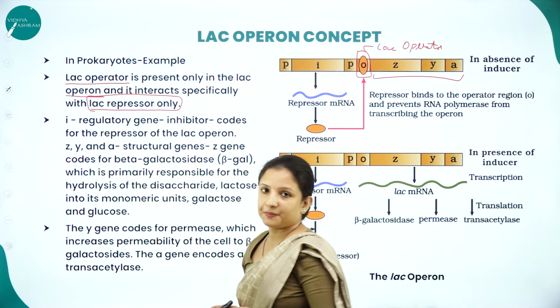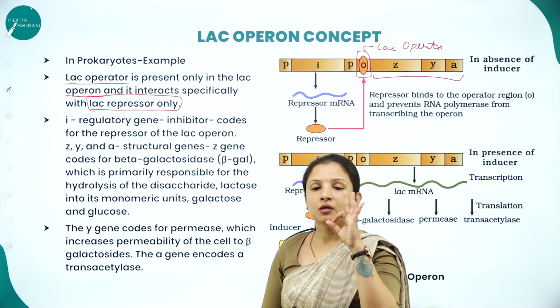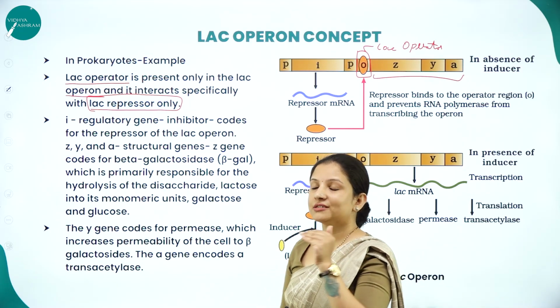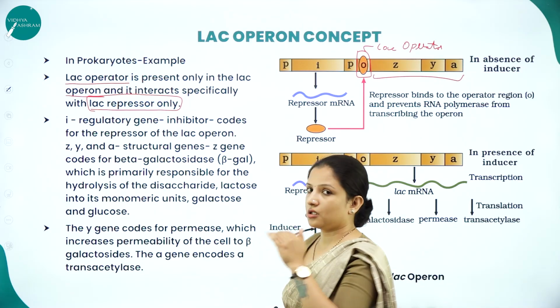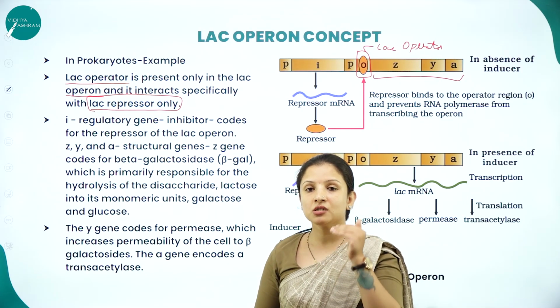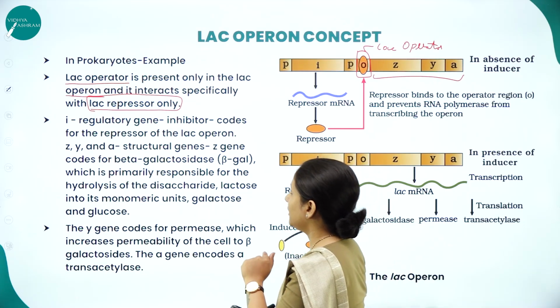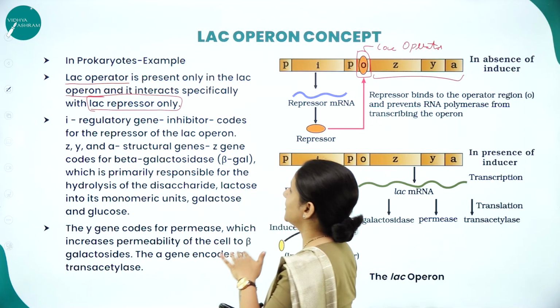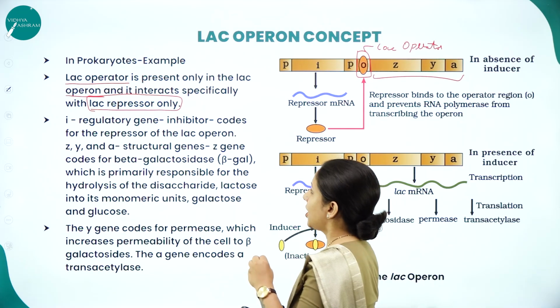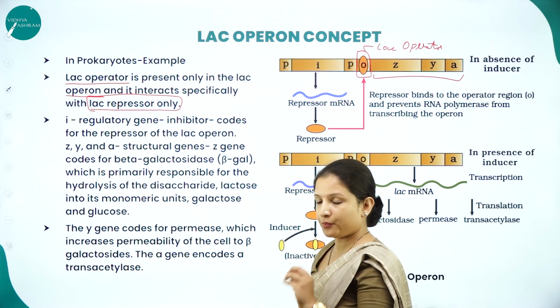So the lac repressor is a protein which goes and binds to the operator region. And therefore, if it goes and binds to the operator region, gene expression will come to a halt or it will come to a stop. So here, the lac operator is present only in the lac operon and it interacts specifically with what? Only the lac repressor protein.